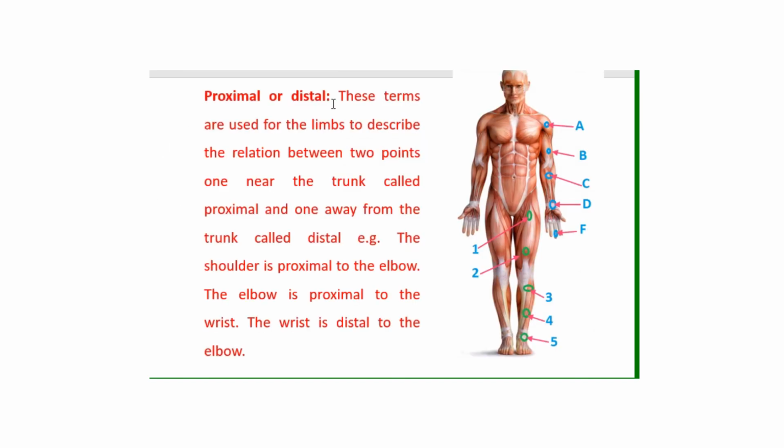Proximal and distal are terms used for the limbs only, the upper limb or lower limb, describing the relation of two points to each other. The point which is nearer to the attachment of the limb to the trunk is called proximal to that which is away, and the point which is away is distal to that point which is nearer to the attachment of the limb to the trunk.